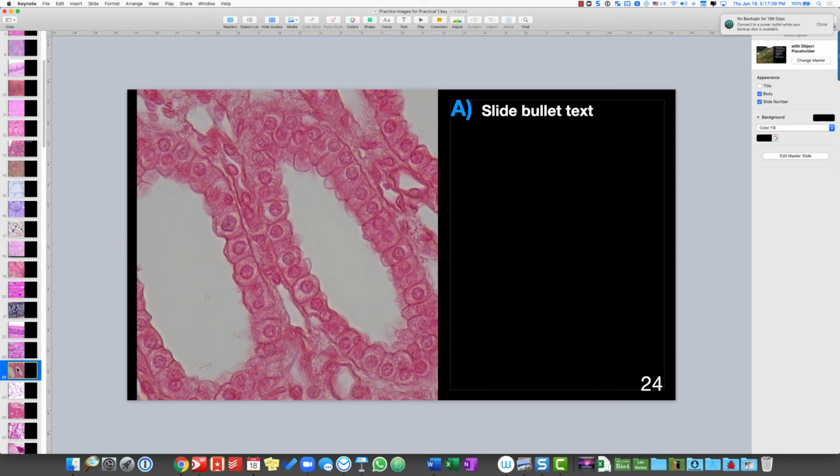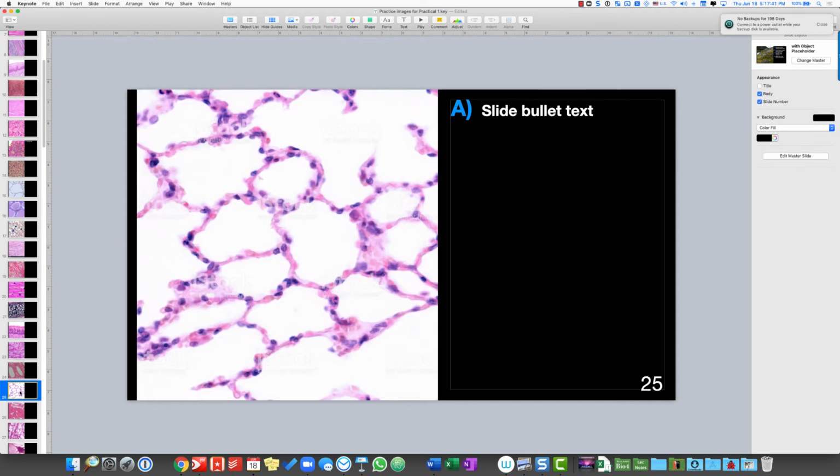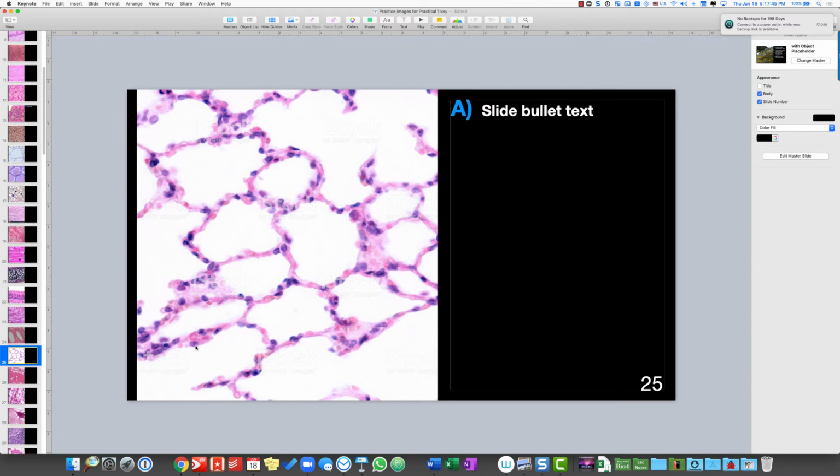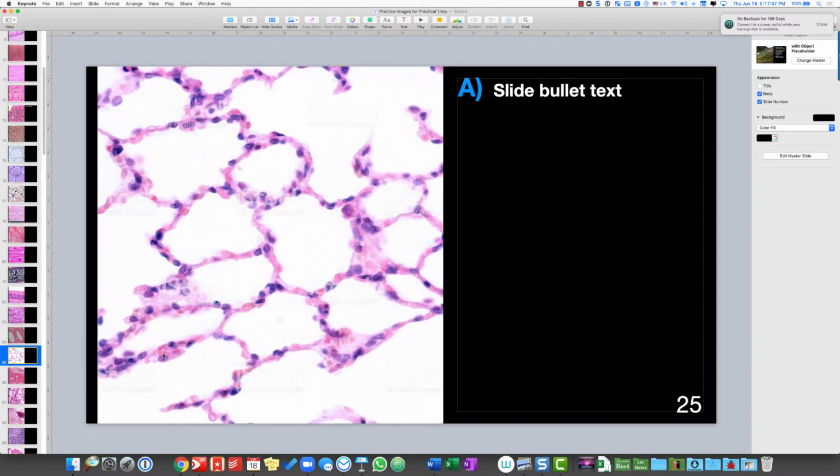This one is simple cuboidal epithelium, simple squamous epithelium. You can see the little capillary closely associated with the air sacs.